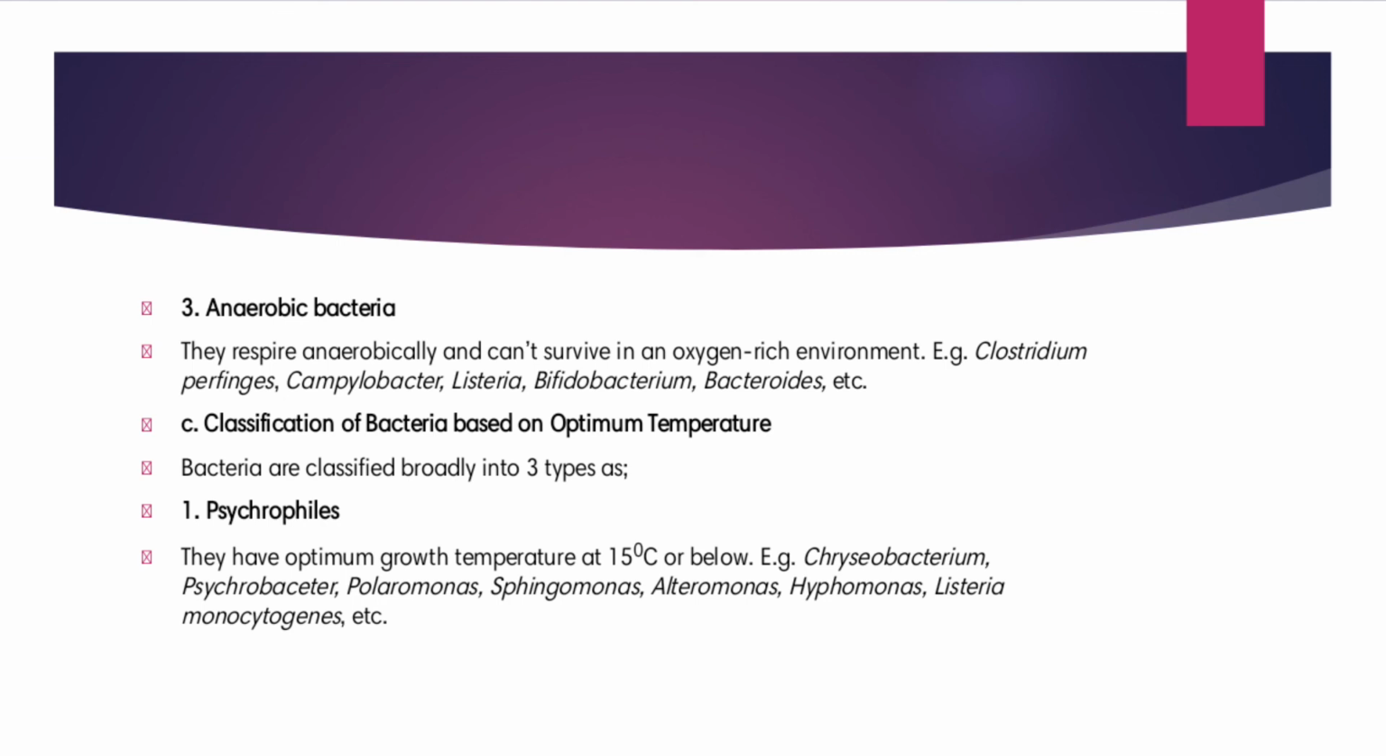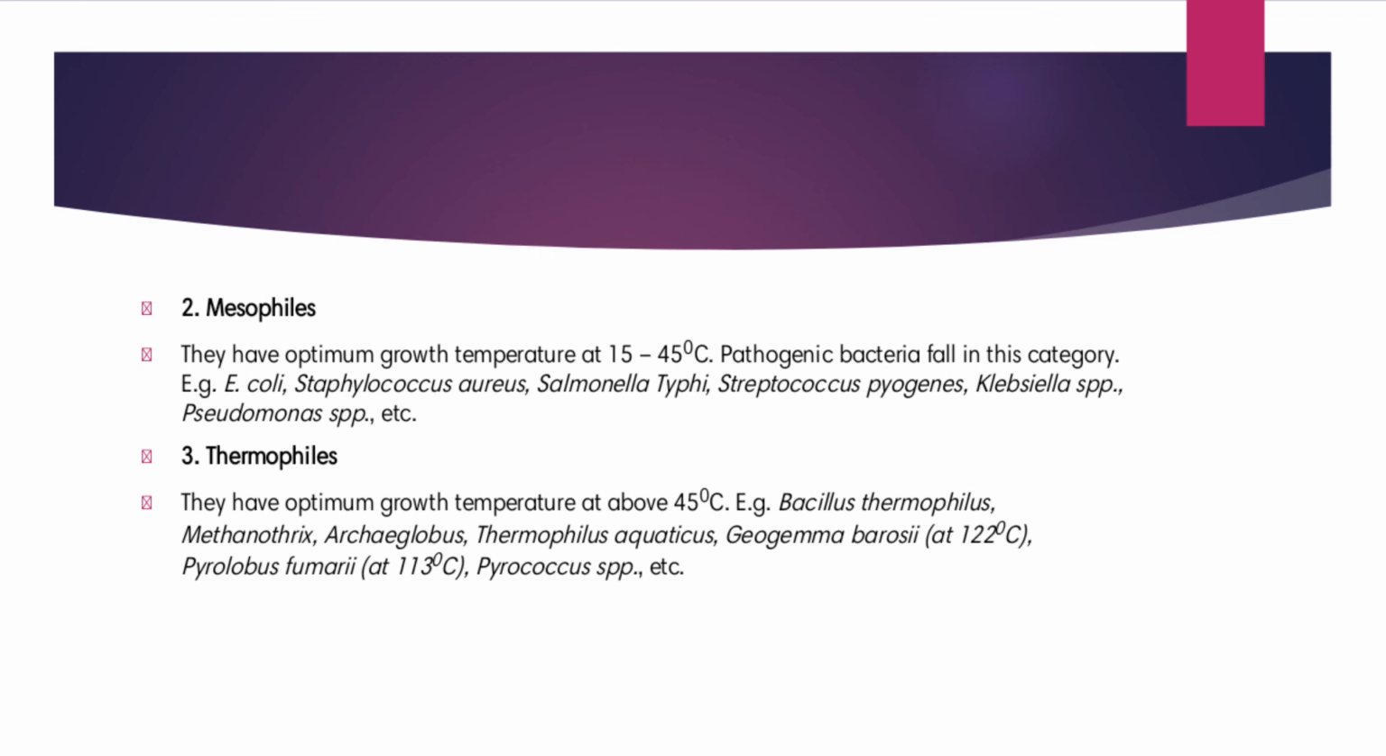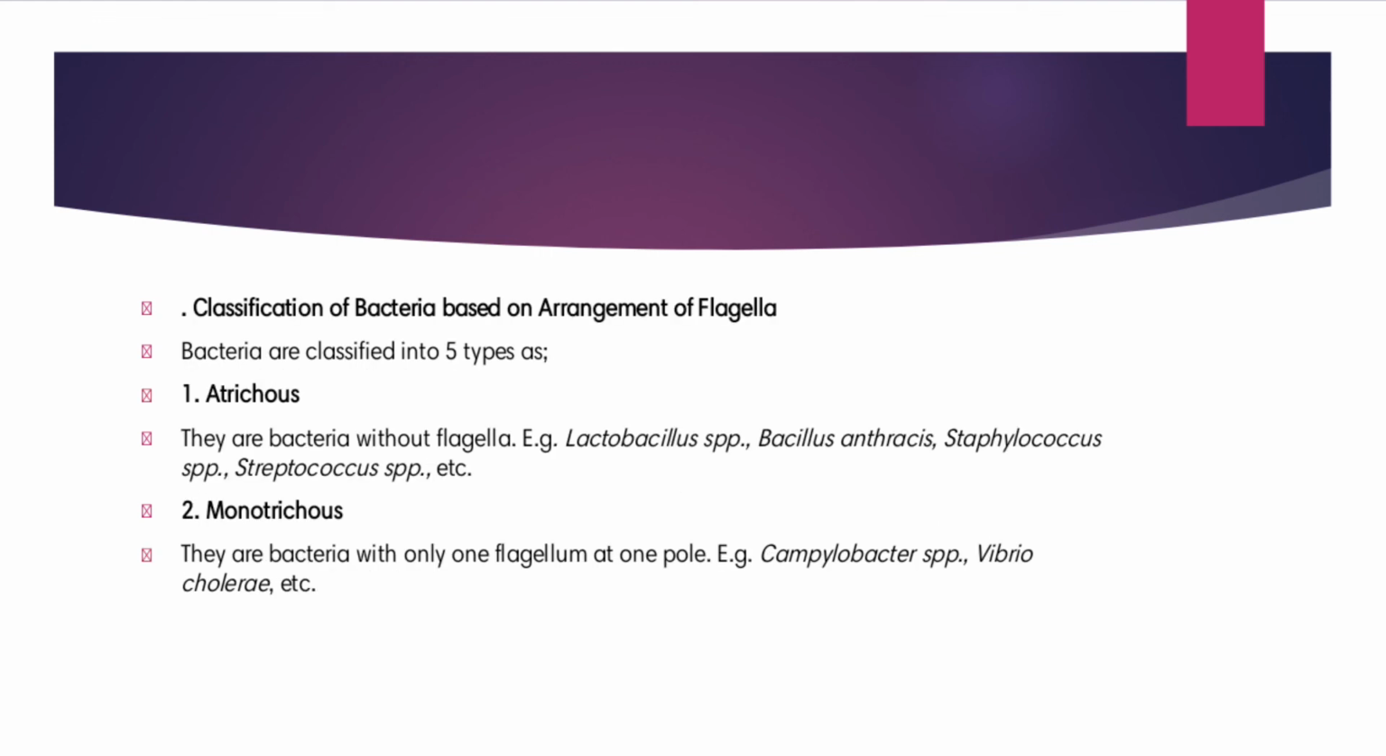Classification of the bacteria based on the optimum temperature. They are classified into three types. Psychrophiles have an optimum growth temperature of 15 degrees Celsius or below. Example: Flavobacterium, Psychrobacter, Sphingomonas, Listeria. Mesophiles have an optimum growth temperature of 15 to 45 degrees Celsius. Pathogenic bacteria fall in this category. Example: E. coli, Staphylococcus, Salmonella typhi, Streptococcus, Klebsiella, Pseudomonas. Thermophiles have an optimum growth temperature of about 45 degrees Celsius or above. Bacillus thermophilus and Thermus species come under this category.